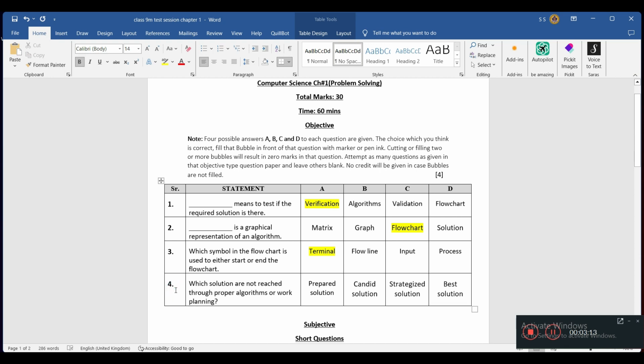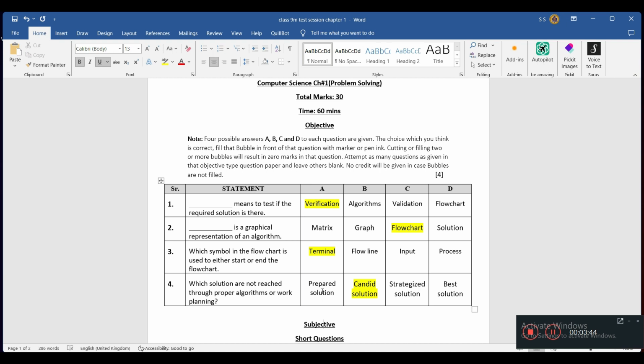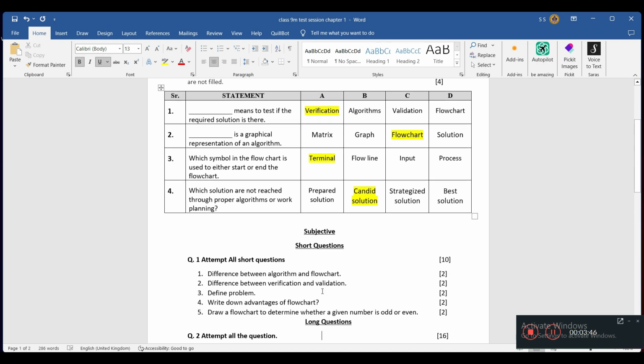Question number 4. Which solutions are not reached through proper algorithms or work planning? Part A, prepared solution. B, candid solution. C, strategized solution. D, best solution. We already know that a candid solution is not pre-planned and is not reached through a proper algorithm or work planning. We are not going to plan something beforehand.